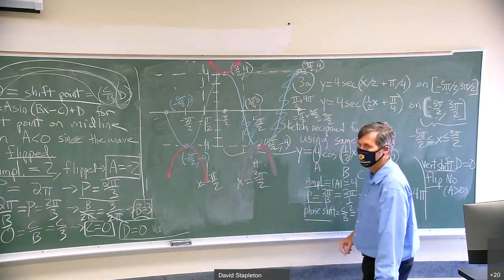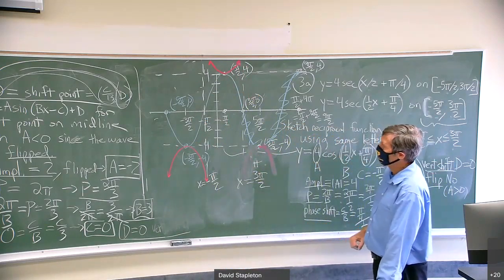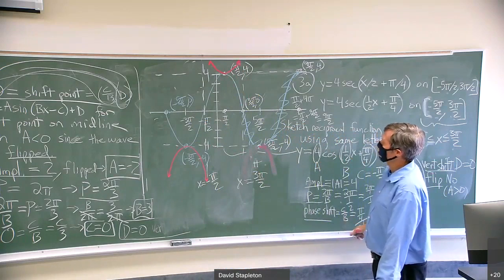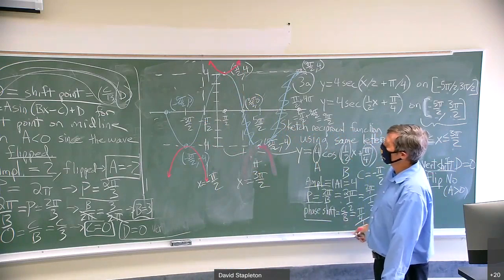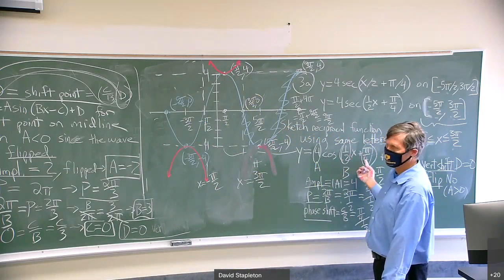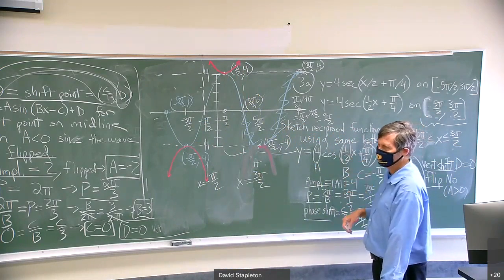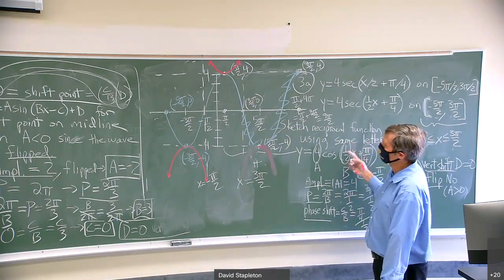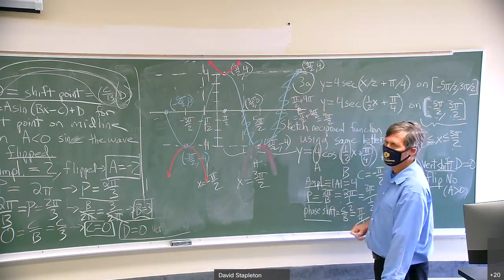Is it the same for tangent? It's the peaks and valleys of tangent? Tangent is unfortunately different. For secant and cosecant, you do this because they're the reciprocal of cosine and sine, respectively. So for the reciprocal functions, secant and cosecant, this is what you do.